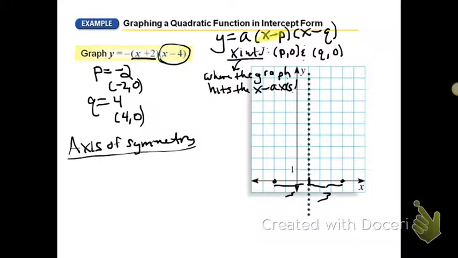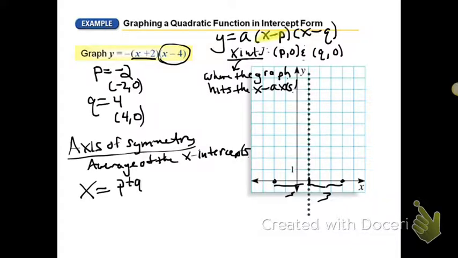The axis of symmetry is really the average of the x-intercepts. So an easy formula you can use, if you want to know the average of any numbers, you would add them together and divide by 2. So if my intercepts are p and q, I would add those values together and divide by 2. This gives me the average of the values.